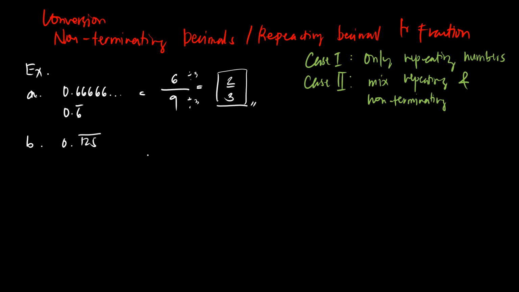0.125. Okay, so pag may bar sa taas, ibig sabihin si 125 yung naulit. So meaning 0.125, 125, 125, so on. Okay, so tatlo yung naulit. So ilang 9 yung susulat nyo? Tatlo din. Yung numerator, kopyahin nyo lang yung nasa right hand side ng decimal point, which is 125. Okay? So, there is no greatest common factor between 125 and 999, so therefore, that is the final answer.